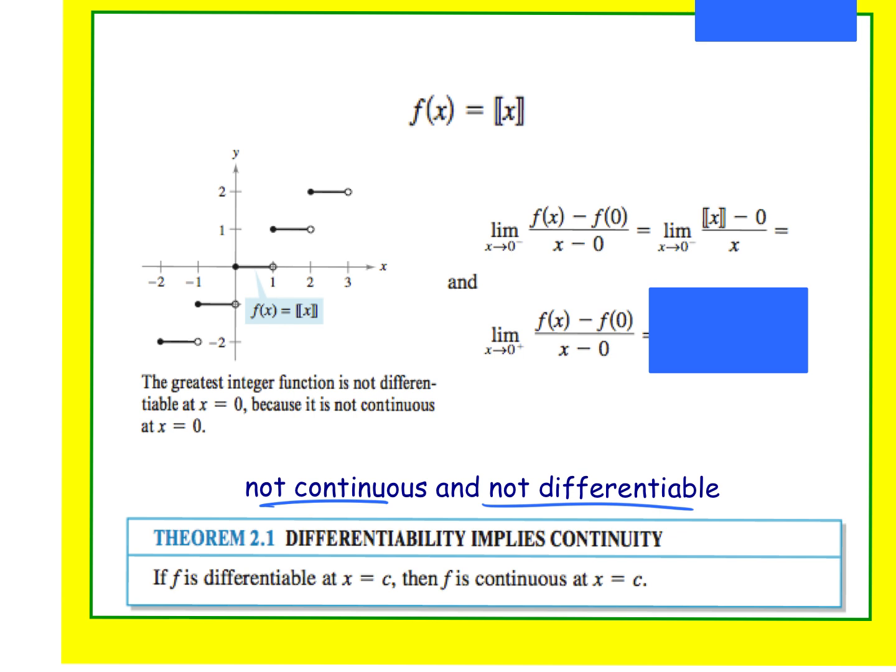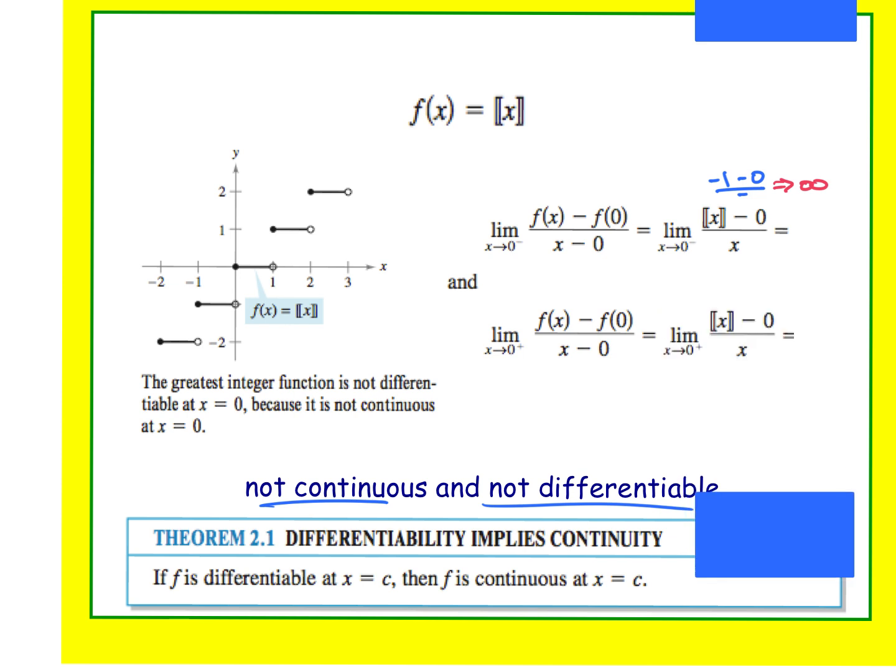Negative 1 and 0. But has it reached 0 yet? No. And so what do we get? We get negative 1. And then minus 0, over a really small negative. And so negative 1 over a really small negative is what? Positive infinity. And so right away, you know your limit's not going to exist because it goes to infinity.